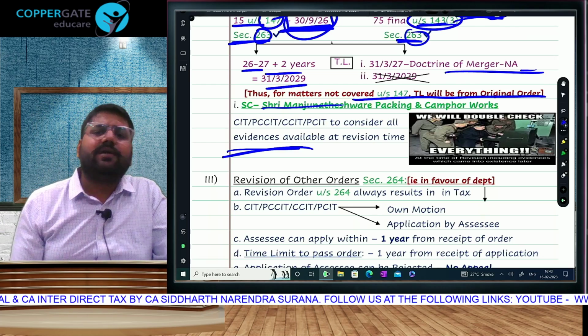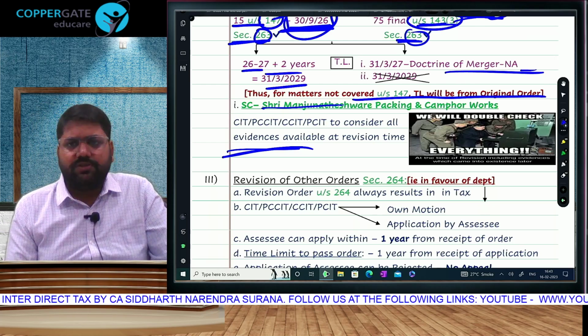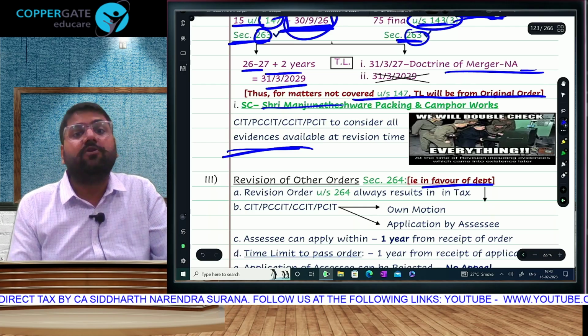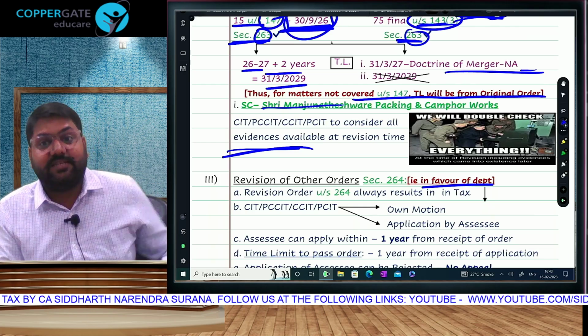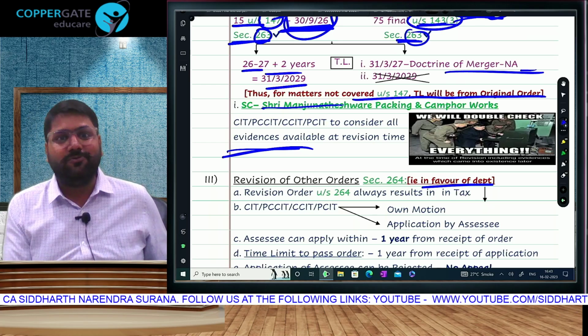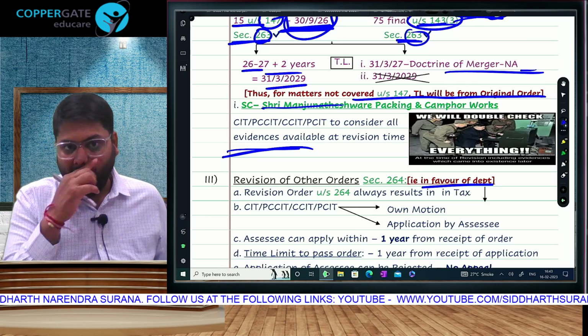Part 2 of the chapter, revision of other orders, that is 264, orders which are in favor of department, that means orders which are against the assessee. That means this revision will reduce your liability. That is why it will be rejected.